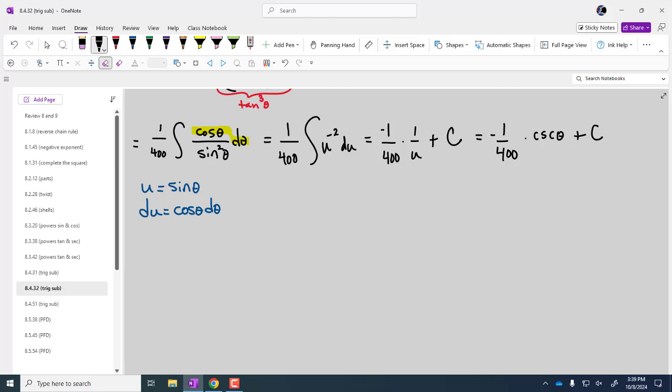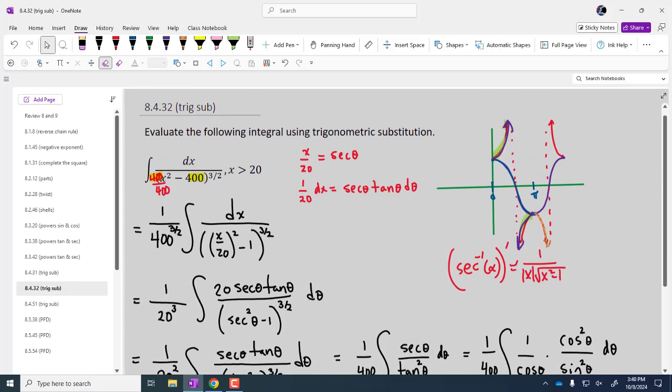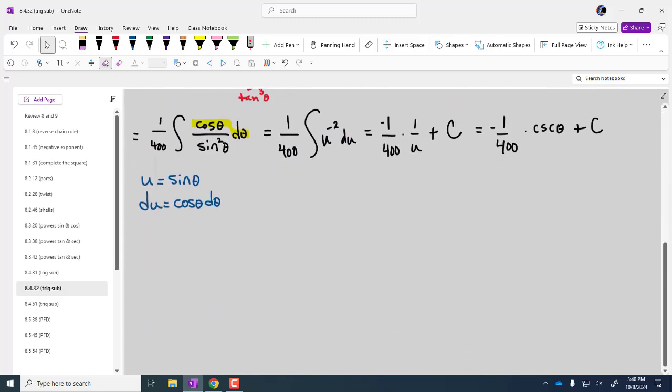Say again? So we can rewrite that as negative cosecant theta over 400. Yes, absolutely. Now we've gone from u back to theta, but we need to go from theta back to x. So now we've got to create our triangle. Secant of theta is x over 20.